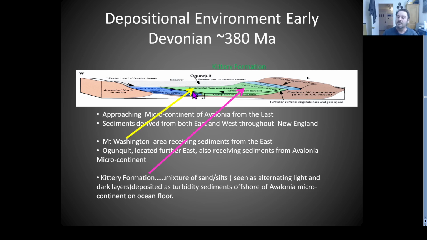And it wasn't until the closing of Avalonia that you'd actually start to see sands appear in the sediments in the Washington area, and there are places that they do. But they're not nearly as numerous as they are here. So in other words, Ogunquit was shallower, with closer proximity to Avalonia. Washington was further off.